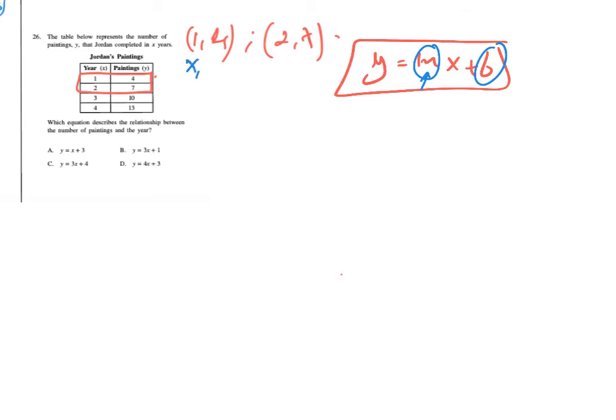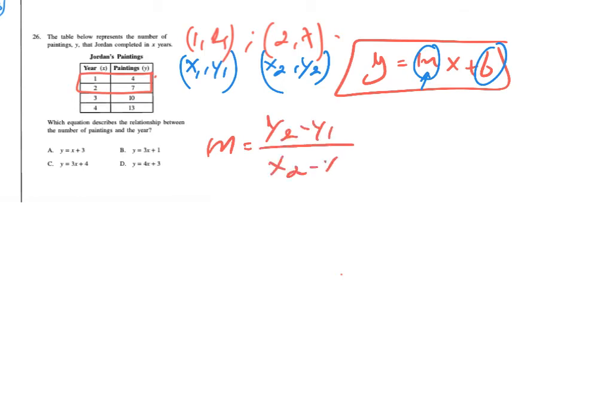I've got x1, y1, and let's call this one x2, y2. We know that the slope, which is m, is y2 minus y1 over x2 minus x1, right? And so we have 7 minus 4 over 2 minus 1. 7 take away 4 would be 3 over 1, since 2 minus 1 is 1. And the answer, m, is 3, right?